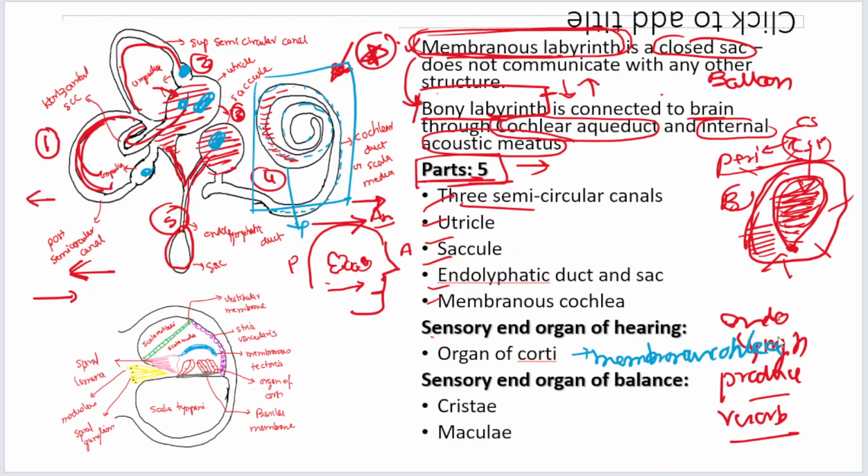The sense organ of hearing is called the organ of Corti. Here you can see, suppose this is the bony cochlea, inside that is the membranous cochlea. Only this part is the membranous cochlea. It's also called the scala media.